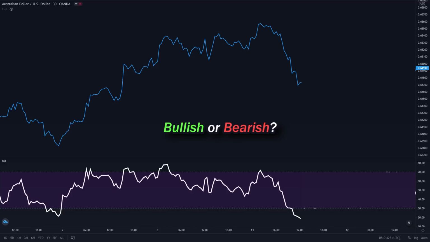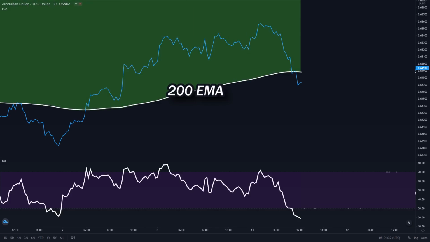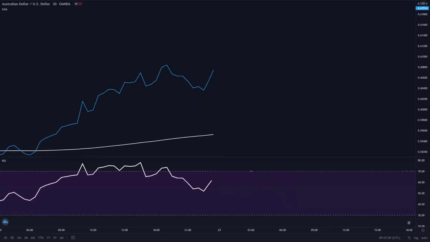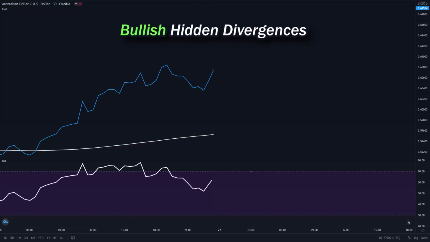And the way we determine that is by using the 200 EMA. So if the price is above the 200 EMA, you only look for bullish hidden divergences. And if the price is below the 200 EMA, you only look for bearish hidden divergences. So for this example, let's say that the price is above the 200 EMA, meaning we only look for bullish hidden divergences. And this is how you do it.